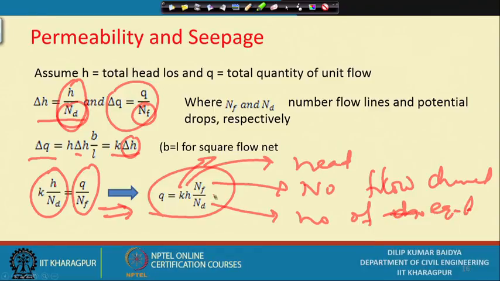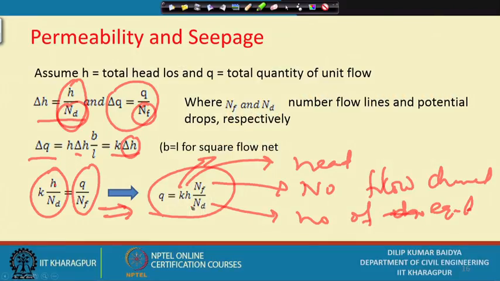So, that means, if I draw the flow net, from there I can approximately find out how many flow channels, and then I can count how many equipotential lines I have drawn, and based on that I can find how many potential drops. So, NF and ND will come from the figure, and H also will come from the difference between the upstream and downstream head, and k is the known property of the soil. So, if I know that, then I can find out the quantity of seepage.